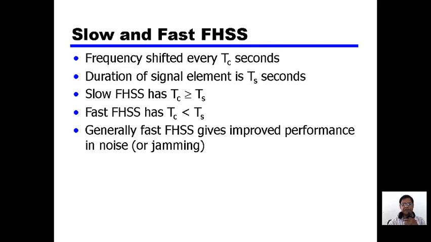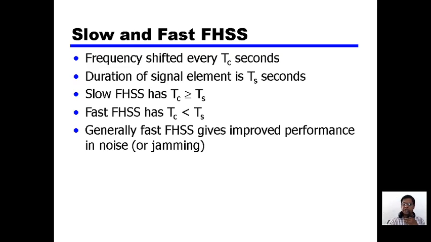Okay, slow and fast FHSS. Frequency is shifted every T_c seconds, and the duration of a signal element is T_s seconds. So the frequency goes through some period of time, and the duration of the signal element is also a duration of time in seconds.